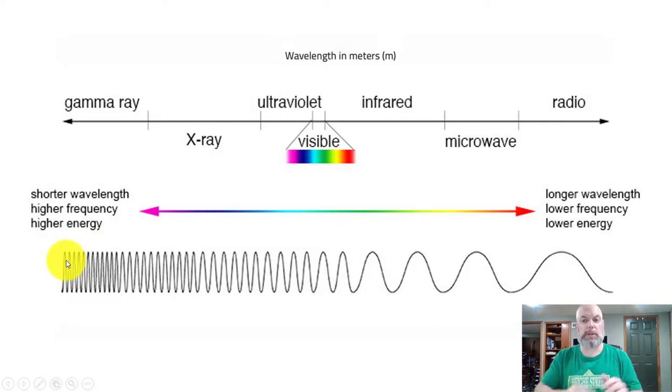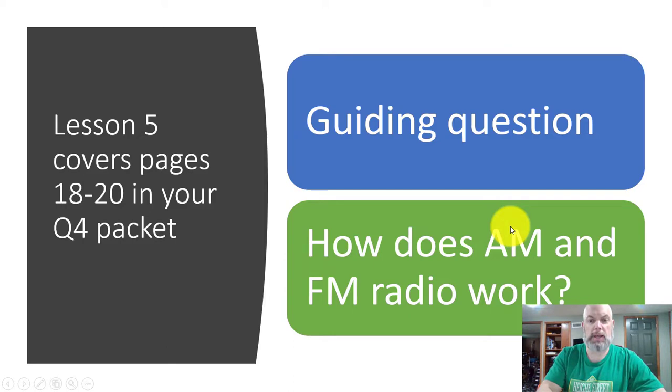We talked about wavelength earlier this year, I believe. And then the real long wavelength on this end. So those are radio waves is what we're dealing with today. Okay, how does AM and FM radio work?